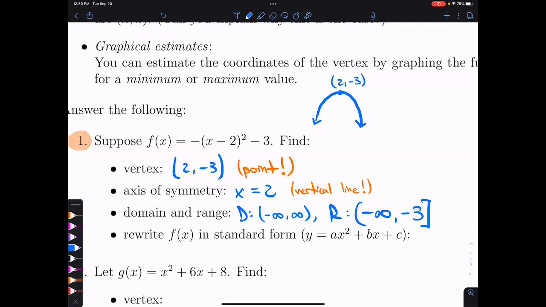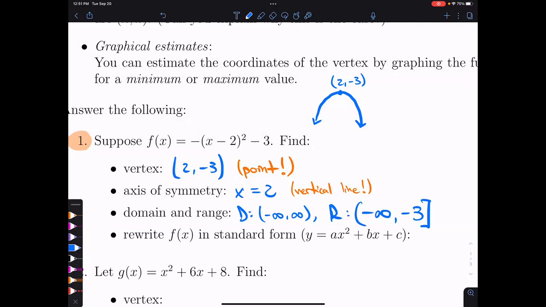Would that be the other way around if it was positive instead of negative? Yeah, so if it was in the same place but opening up, it would be -3 to infinity. So again, the range is always going to be a half-infinite kind of thing, either negative infinity up to the maximum or from the minimum up to positive infinity.